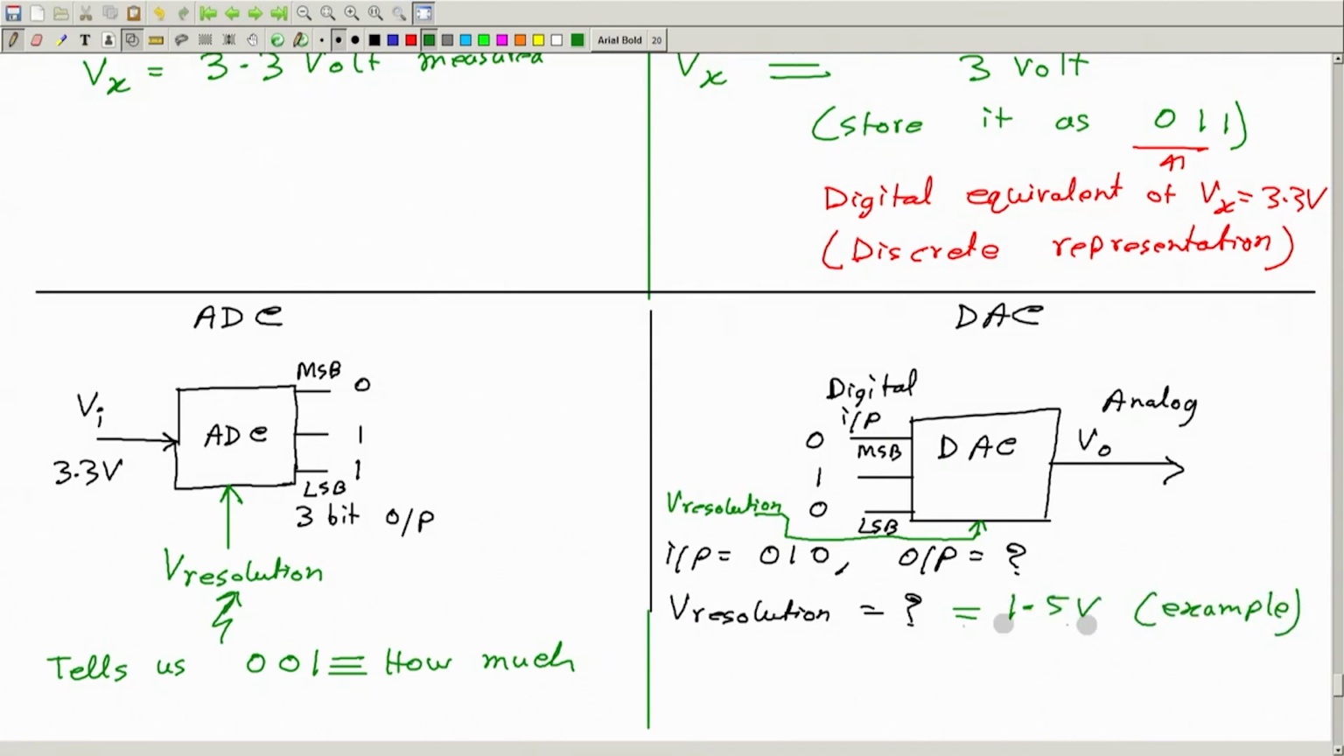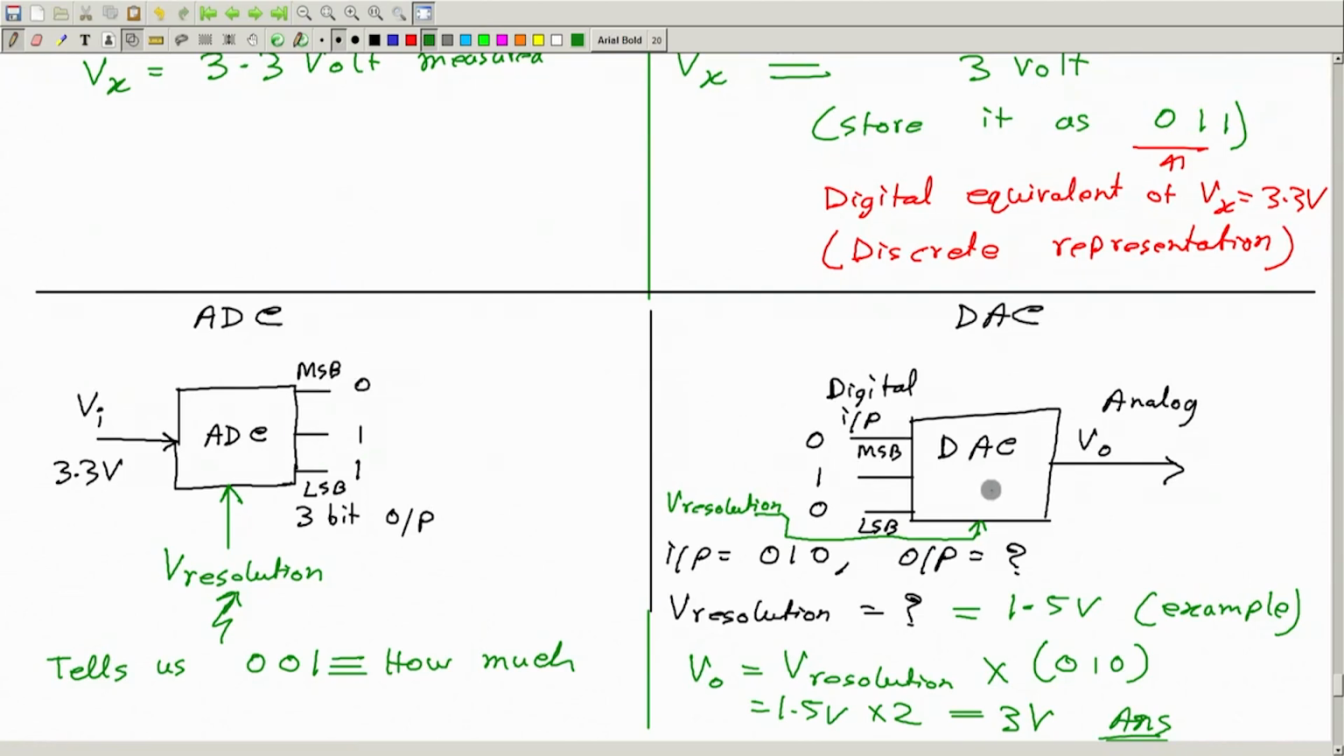for example, then VO will be how much? Now it is very simple. This will be V resolution multiplied by this number 010. Now this is 1.5 volt and this is what? This is binary 2, so 2 into 1.5. So output will be 3 volt. This is the answer. So this is what a DAC is supposed to do, just opposite to an ADC.